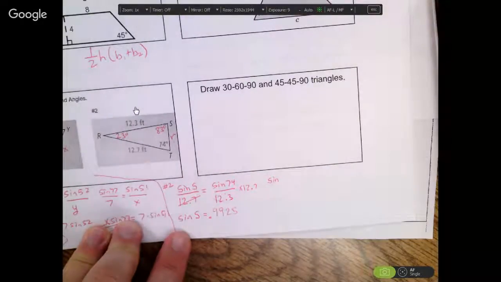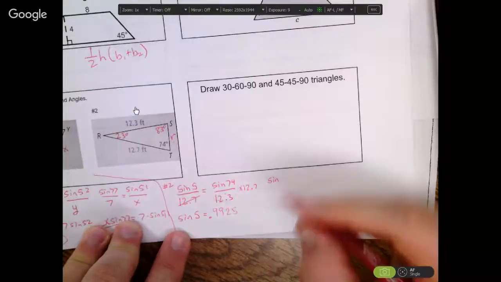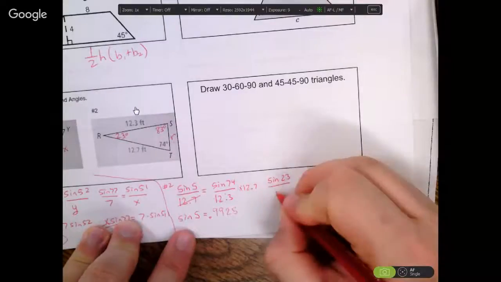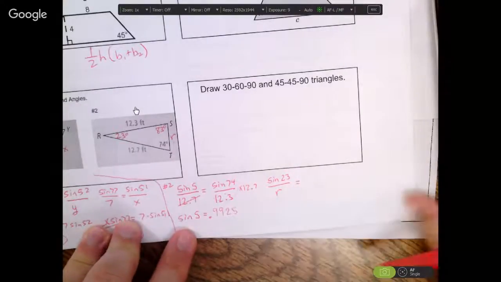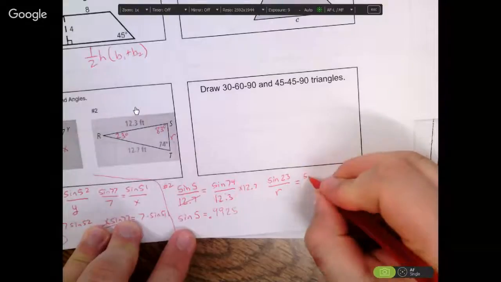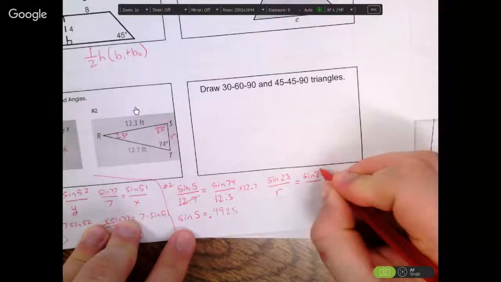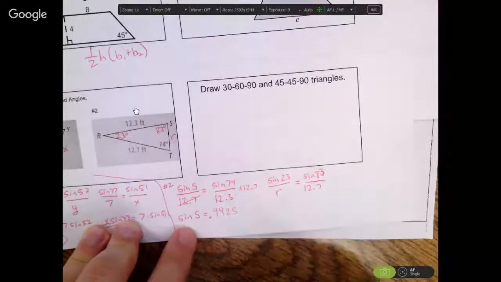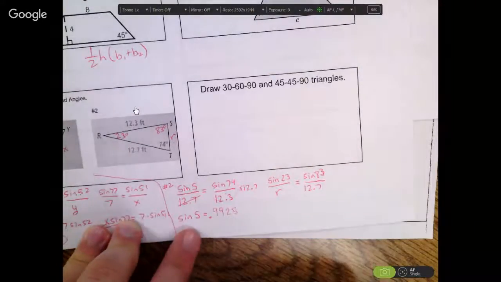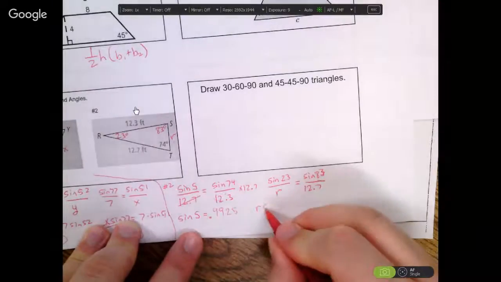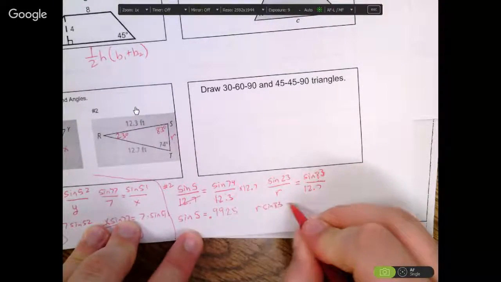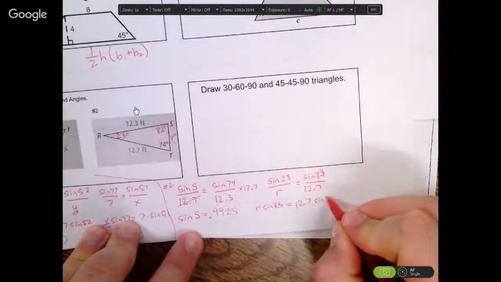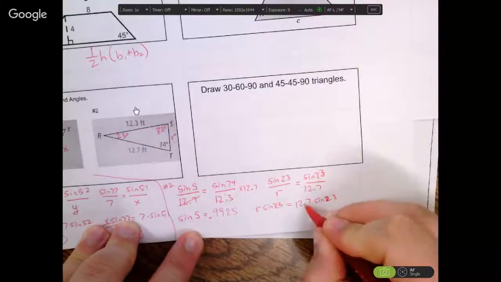What are we doing for the second? 23. Give me one second. Sine of 23 over R equals sine of 83 over 12.7. Write this down. Then you multiply it again. So I'm going to get R sine of 83 equals 12.7 sine of 23. Just divide by sine of 83.